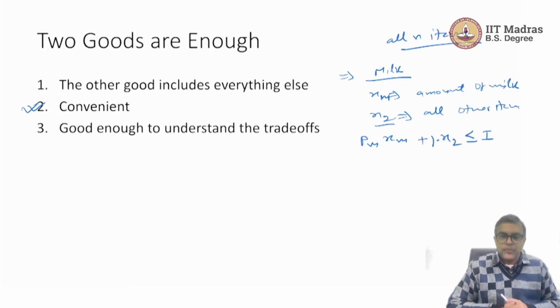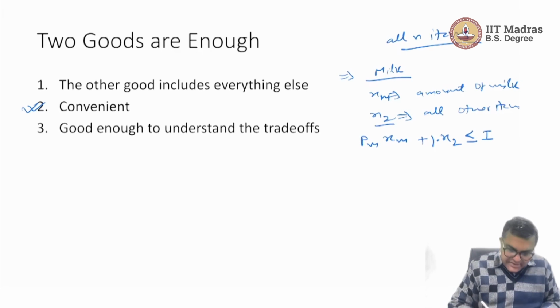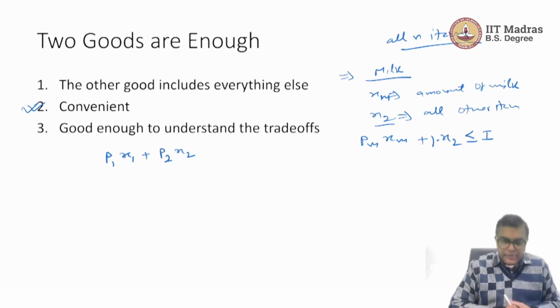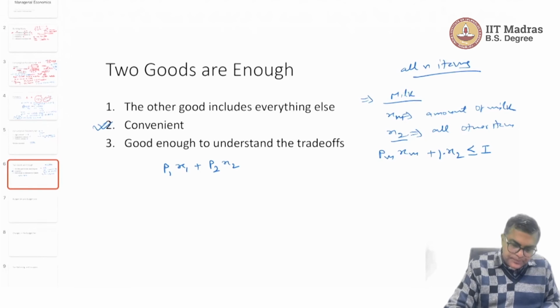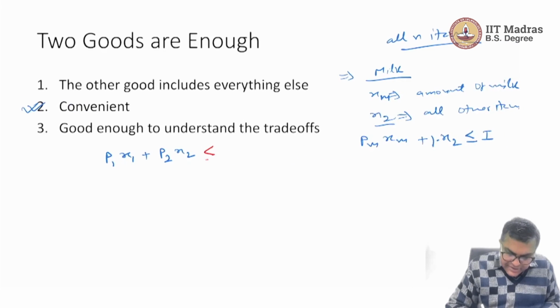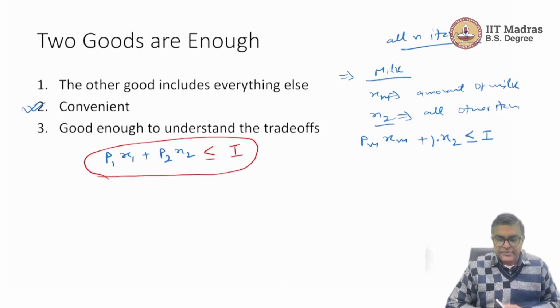This should be less than your income. If you are in the two good world and you are interested only in the financial constraint, how can you write it? The price of good 1 is P1. How much money are you spending on good 1? P1 x1. How much money would you be spending on good 2? P2 x2, if the price of good 2 is P2 and you are buying x2 amount of good 2. And this has to be less than your income, or the money that you have. So, this is the financial constraint that is very, very important.